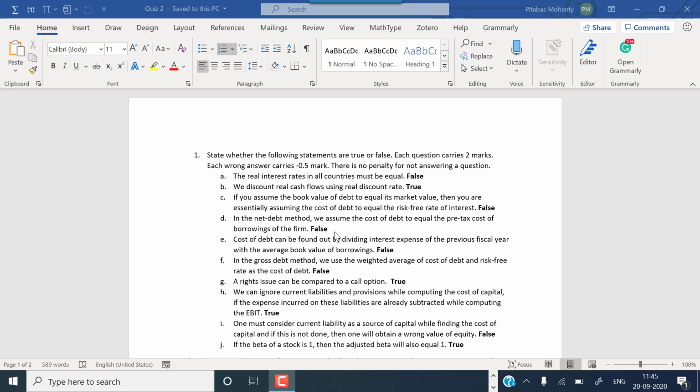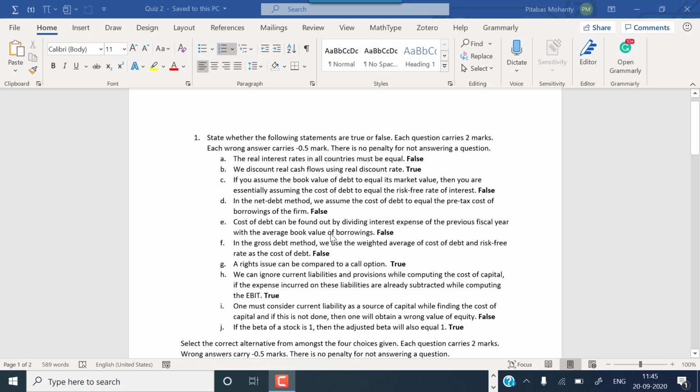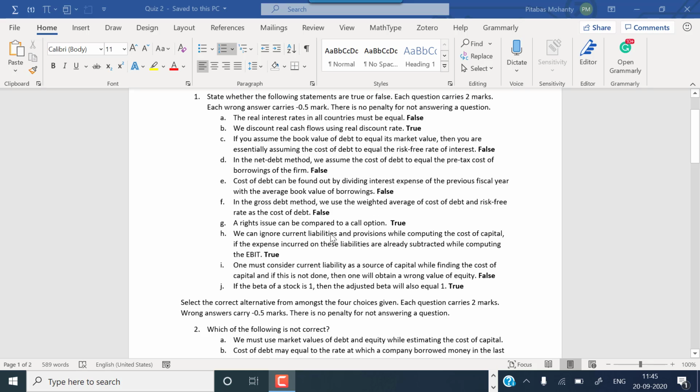Hi, this is the solution to your quiz 2 and let me quickly take you through these questions. The first 10 questions were true and false questions. So the first question was the real interest rates in all the countries must be equal.